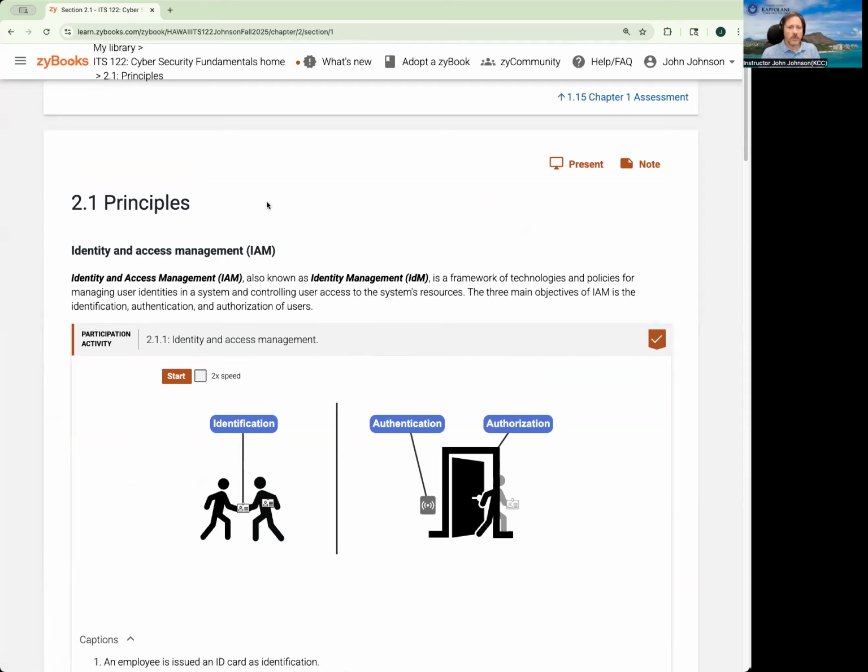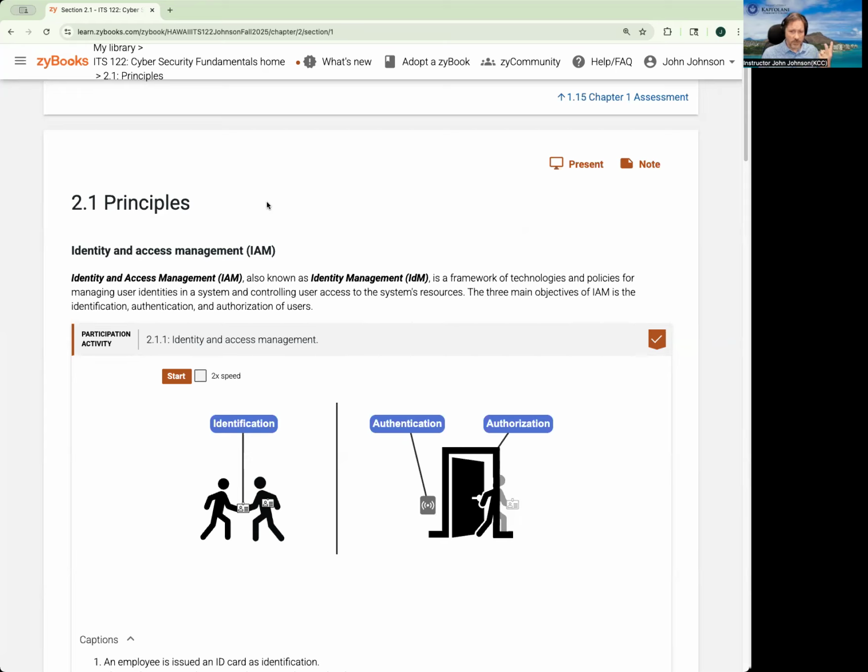So we're going to start out with identity and access management, also known as IAM. There's something similar. It's called identity management. It's the same thing, really. They're just synonyms for each other. IAM or IDM with the lowercase d. It's a framework of technologies and policies that manage user identities in a system and controlling user access to system resources. The three main objectives of IAM is the identification, authentication, and authorization of users.